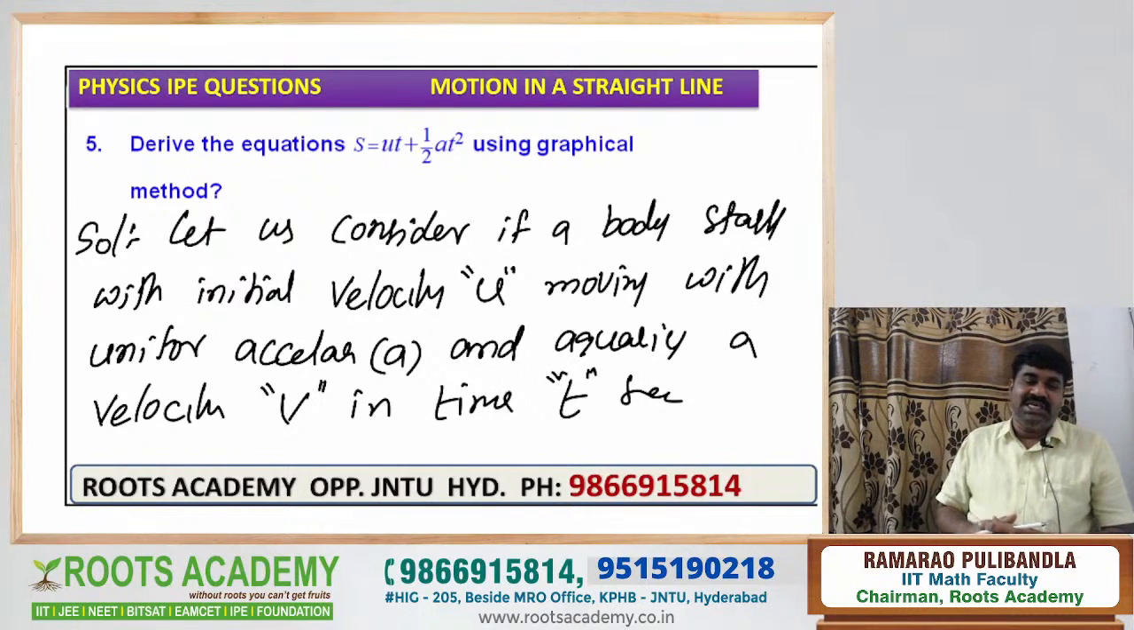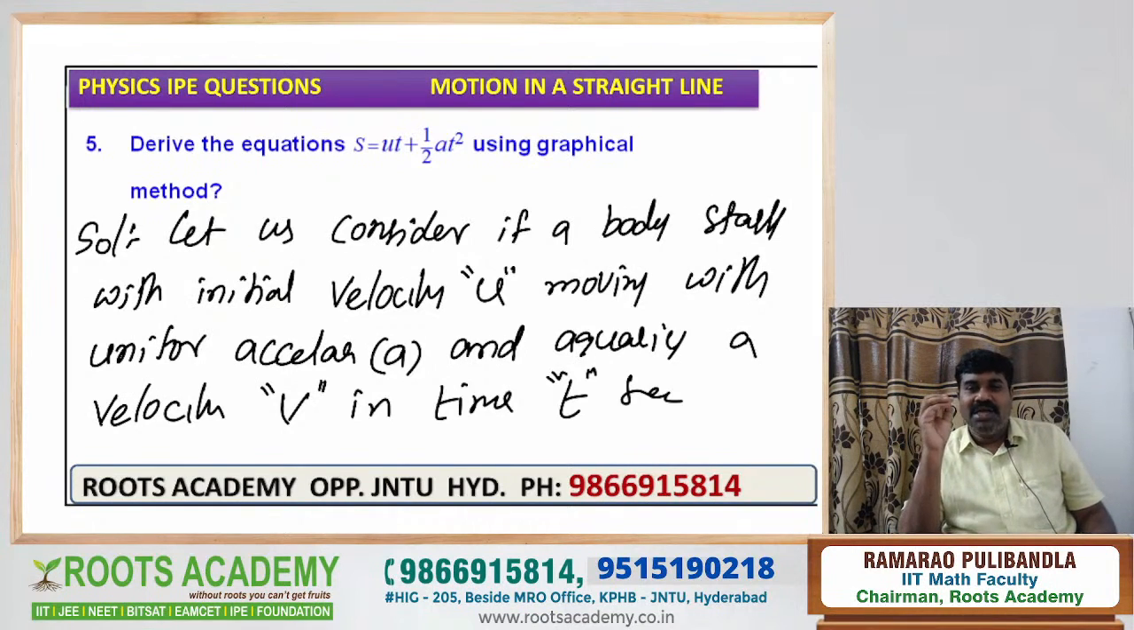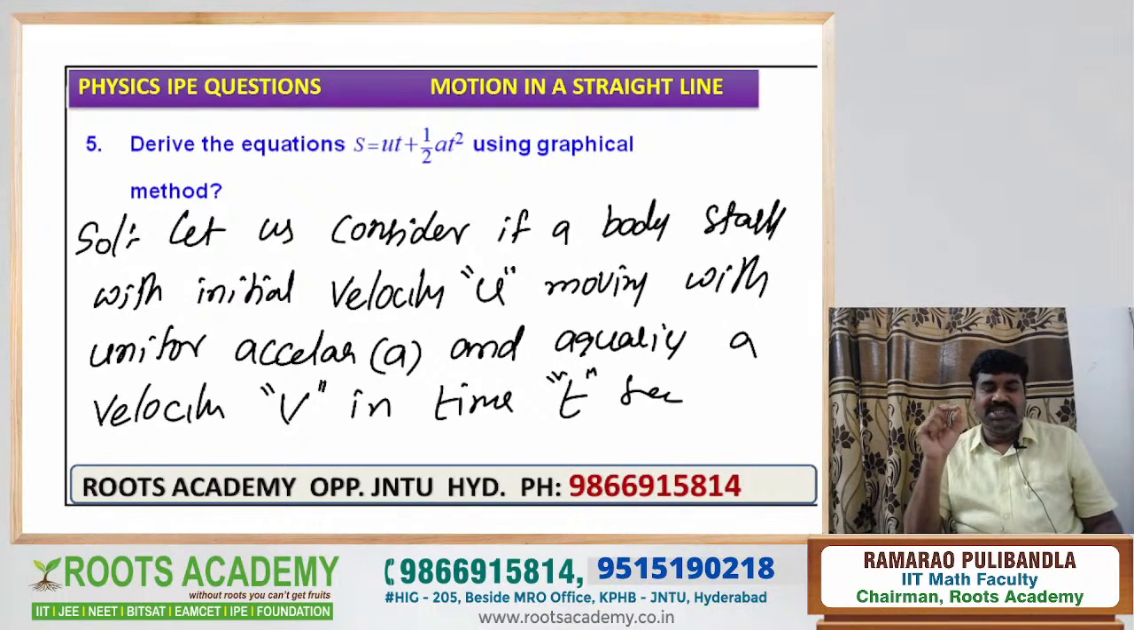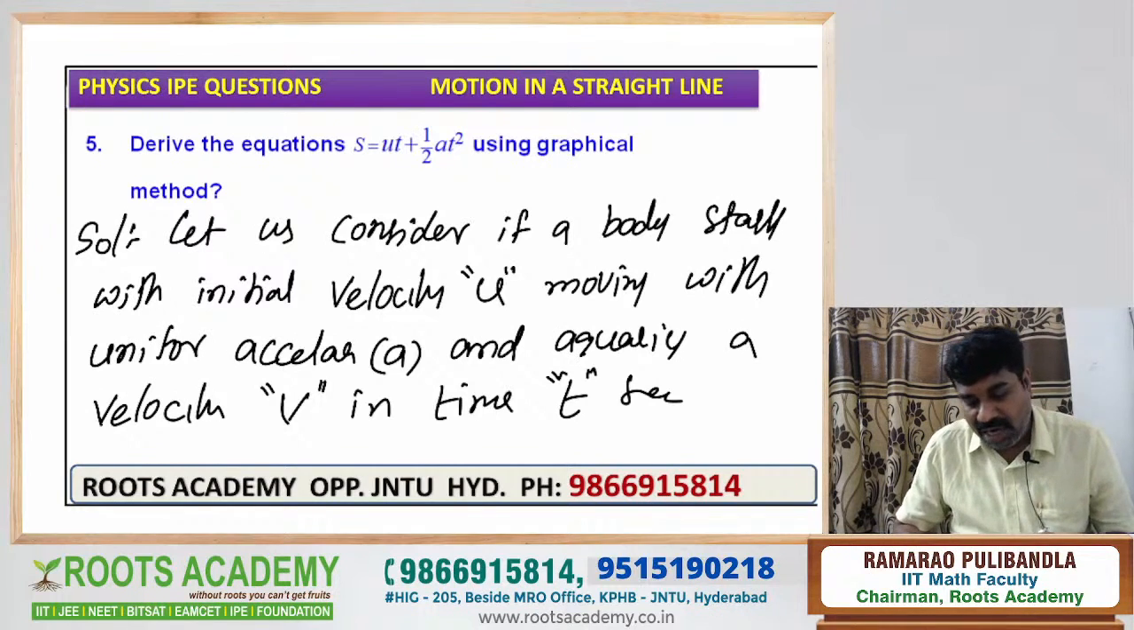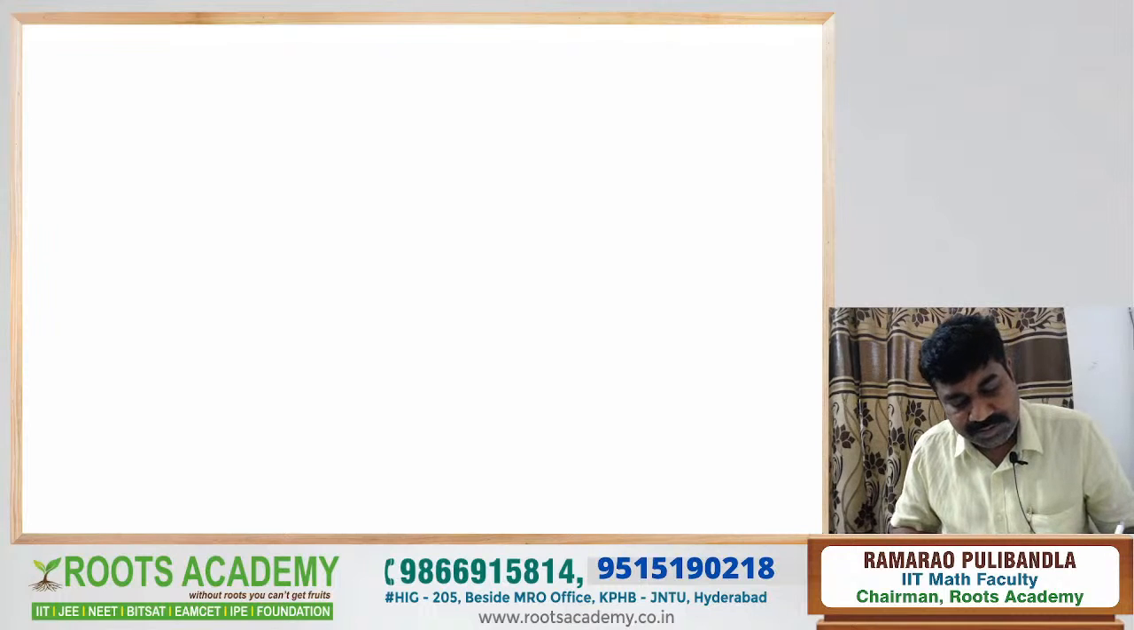First of all, we consider that. Let us consider a body starts with initial velocity u, moves with uniform acceleration a, and acquires the velocity v in time t seconds. So first of all, we draw the velocity time graph. Here we draw the velocity time graph.